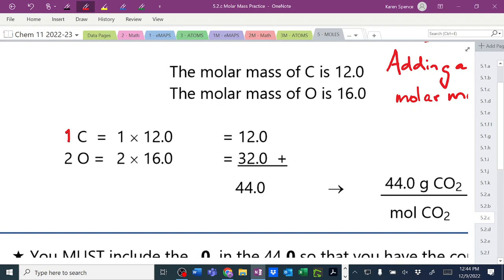We have one carbon, we have two oxygens, yes? So we look on our periodic table, the molar mass of carbon is 12. And it's not just 12, it is 12.0. Okay, so don't forget that 0.0, because otherwise you're going to lose sig figs later. Okay?